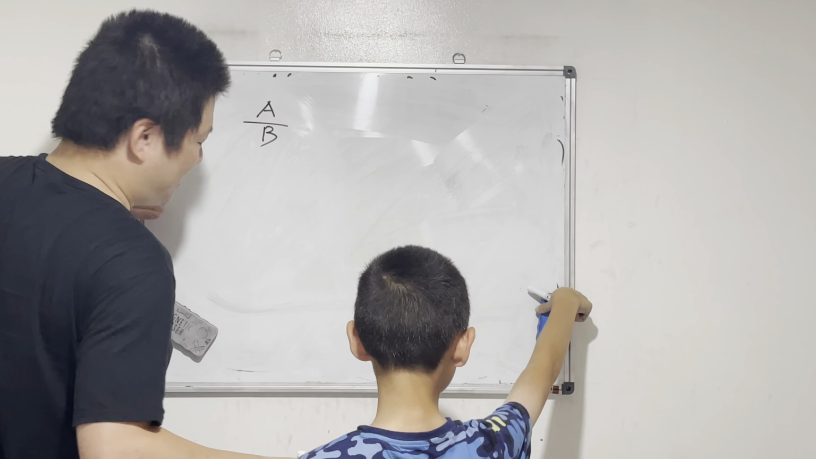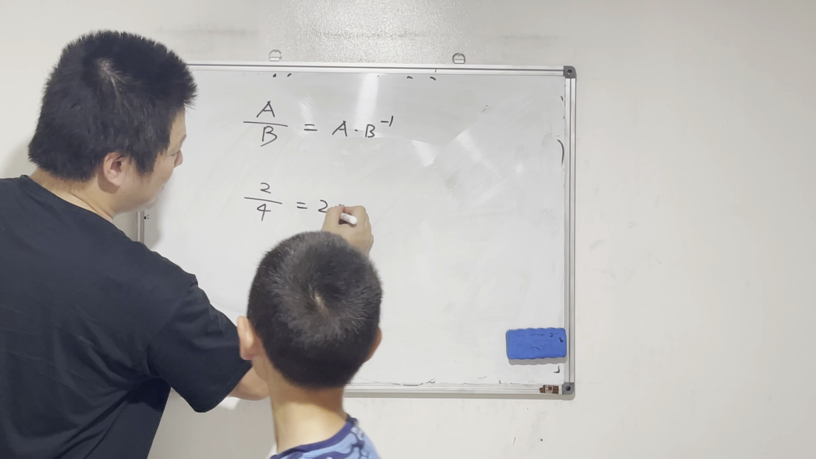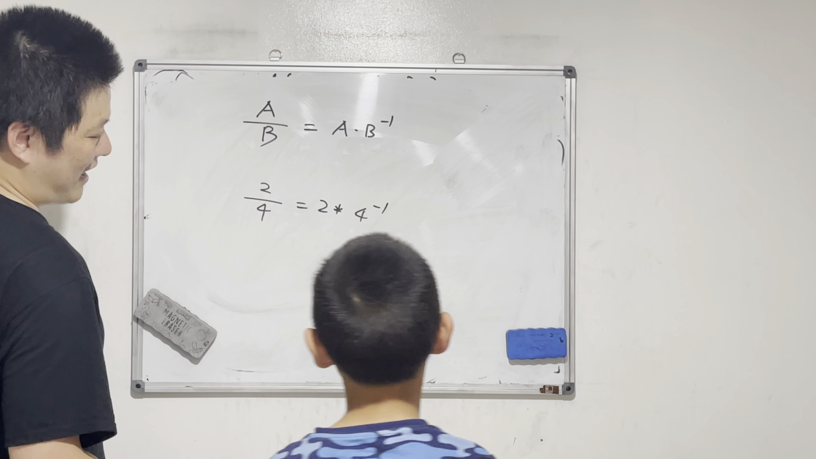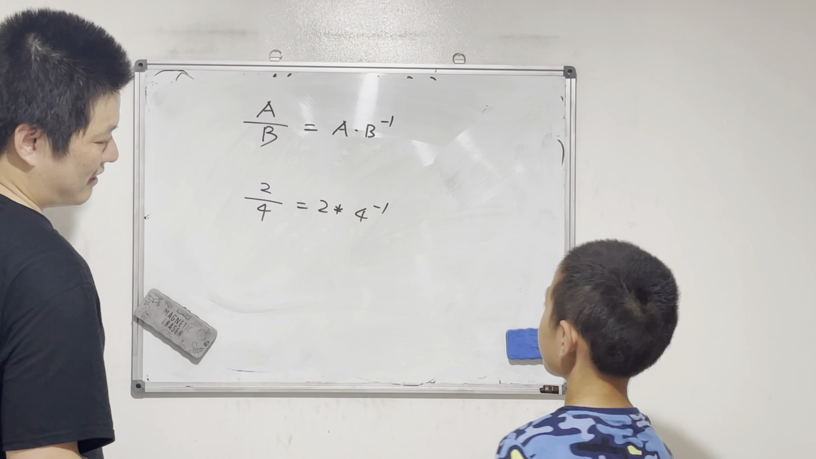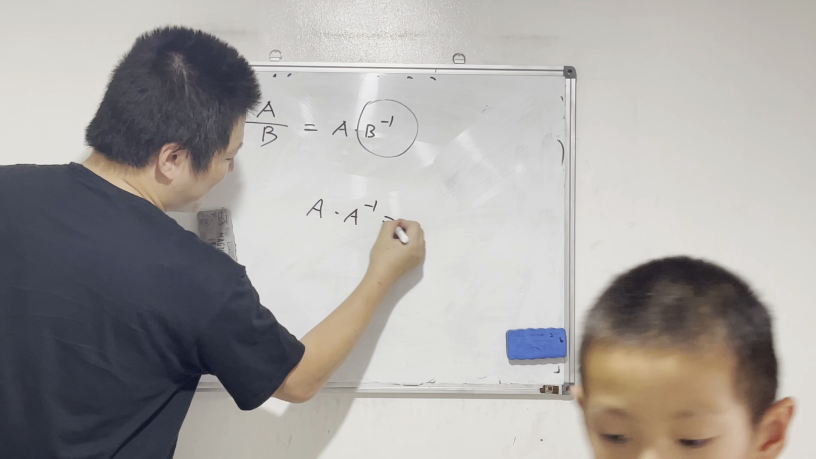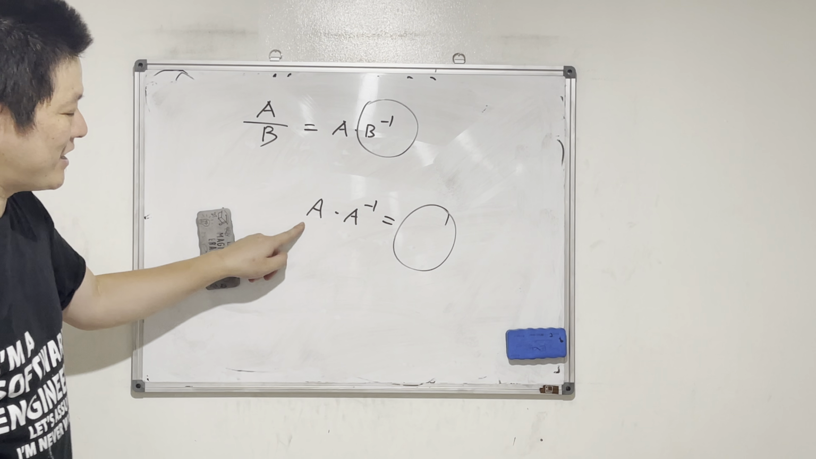A divided by B actually equals what? A times B to the minus 1, right? Look, mathematics. 2 divided by 4 equals what? 2 times 4 to the minus 1, 0.5. So what's this minus 1? It's 1 divided by 4. Okay, so it's mathematics. This is called inverse. So what's inverse? If A times A minus 1 equals what? This is called inverse.